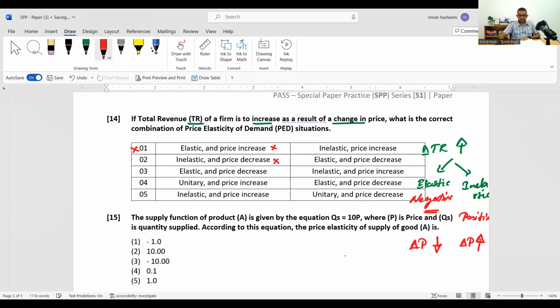Out. Third one says elastic price decrease. Yes, that can happen. Elastic price decrease is okay. Now quickly cross to the other side, then you can see if it's a correct answer. Inelastic price increase. Yes, that is also correct. So the correct answer should be number 3. We can easily get to the answer. Got it? Answer number 3.